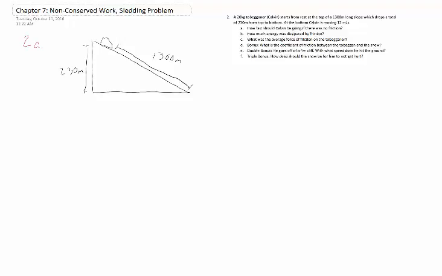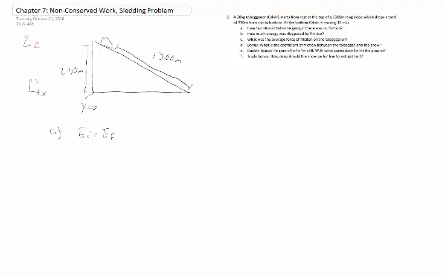A couple of things I want to set up. First, I'm just going to use our normal coordinate system. I'm not tilting my coordinate system, because with energy it often makes more sense to keep our normal ones. I'm going to call the bottom of the hill y equals 0. So for the first part, if we want to see how fast he should be going with no friction, let's set up our energy equation.